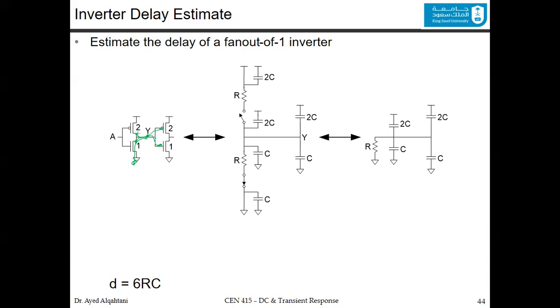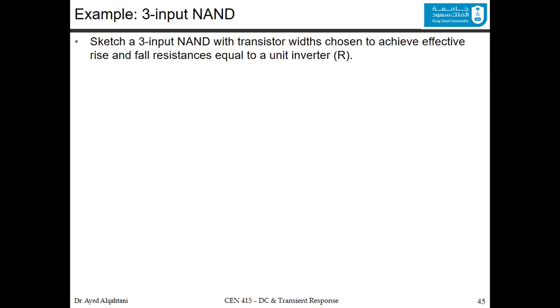6C times the resistance that you are going through, which is R. So it's 6RC. So you can get the delay directly from here without doing the model, because this is a simple inverter example. Let's take another example, which is the 3-input NAND circuit. Now, you are asked to sketch a 3-input NAND with transistor widths.